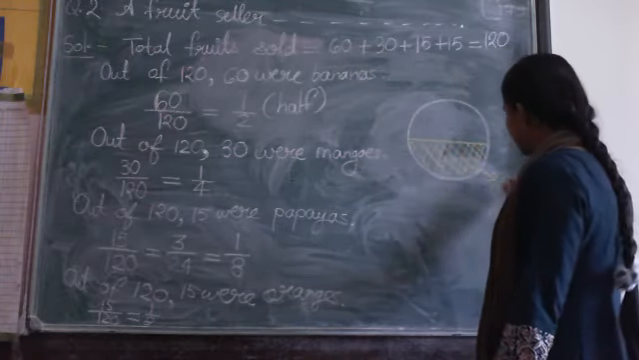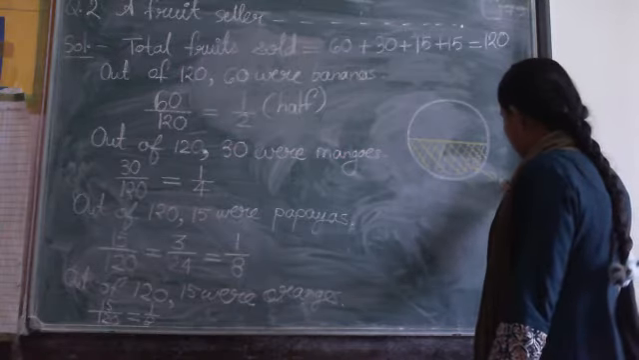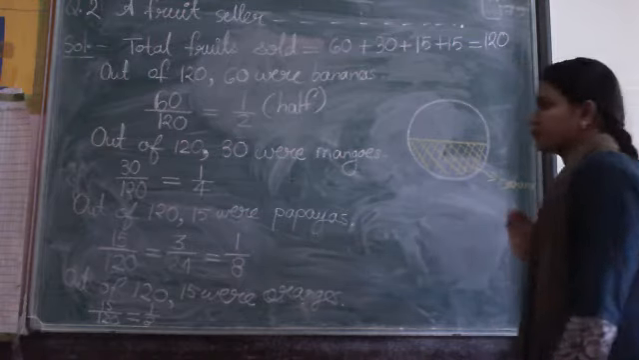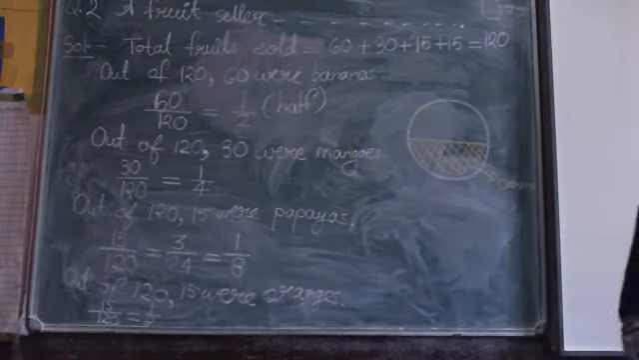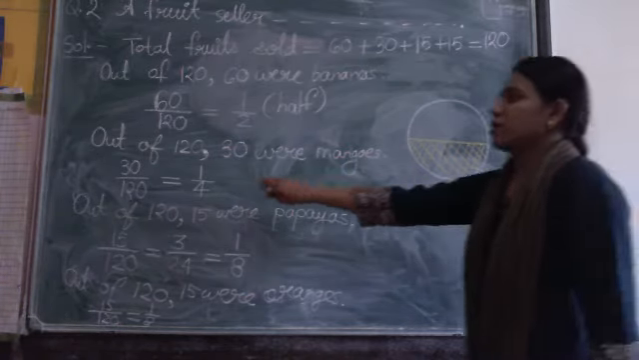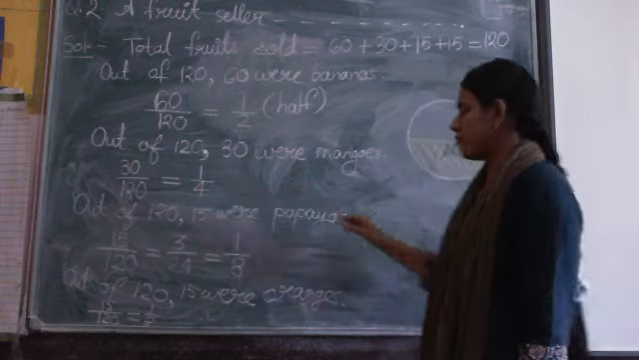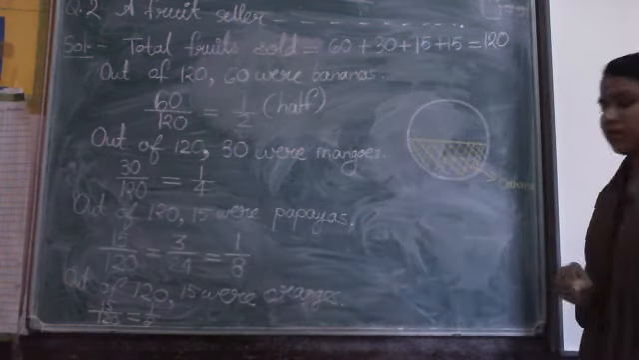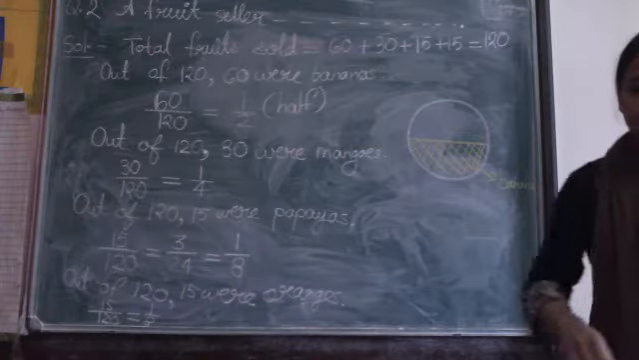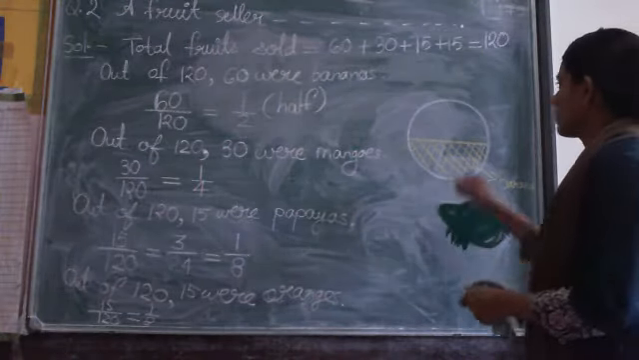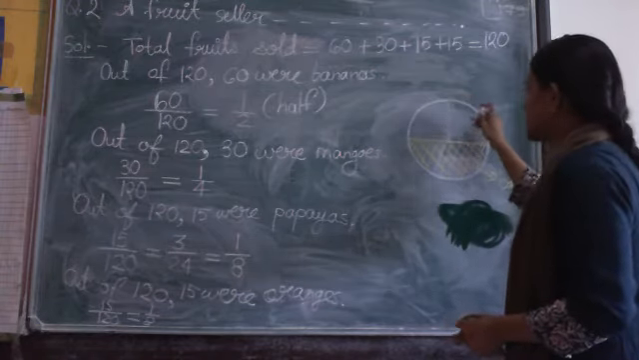This part is showing banana. B-A-N-A-N-A. Banana. Next, 1/4. 1/4 means this. 1/4 means this much part.